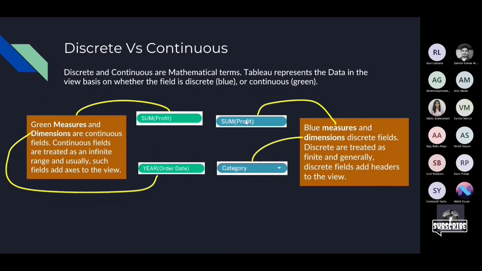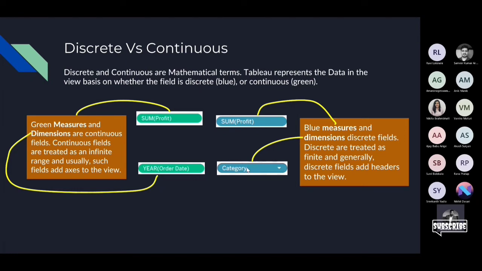There is a possibility that there can be a discrete measure as well, and there is a possibility that there can be a continuous dimension as well. Okay, so this one here is a continuous dimension, this one here is a discrete measure. So it is not necessarily so. By default, you'll always get a continuous measure here, and a discrete dimension here. By default, you'll get these two.